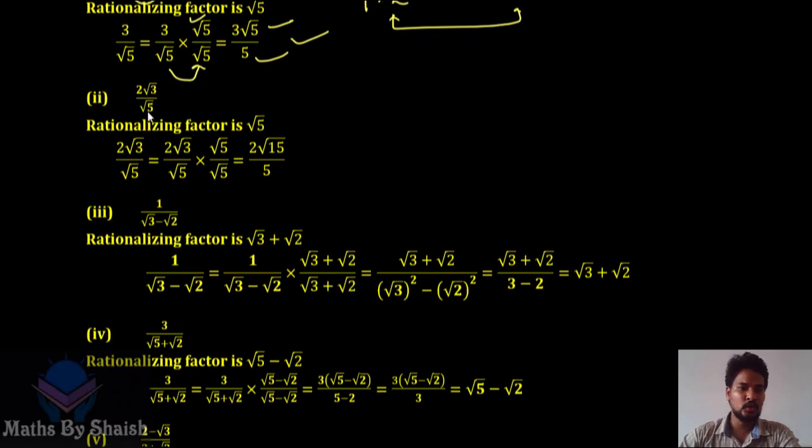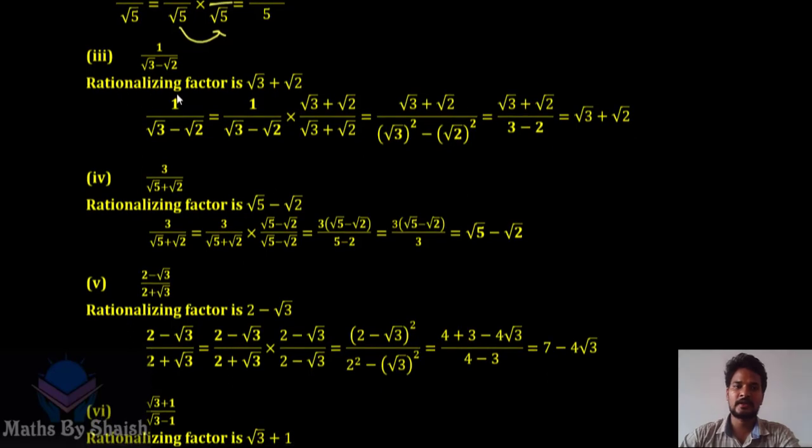And 2 root 3 over root 5, we need to rationalize the denominator, so we only need to multiply by the denominator's rationalizing factor, that is root 5 again. So we multiply, and in order to balance we have to multiply in the numerator as well. In the numerator we got root 3 into root 5, root 15, and in the denominator it is 5.